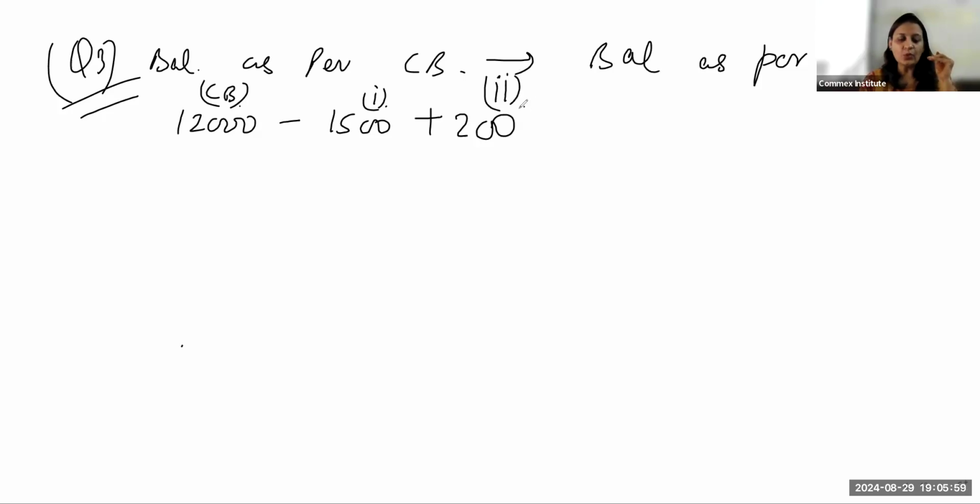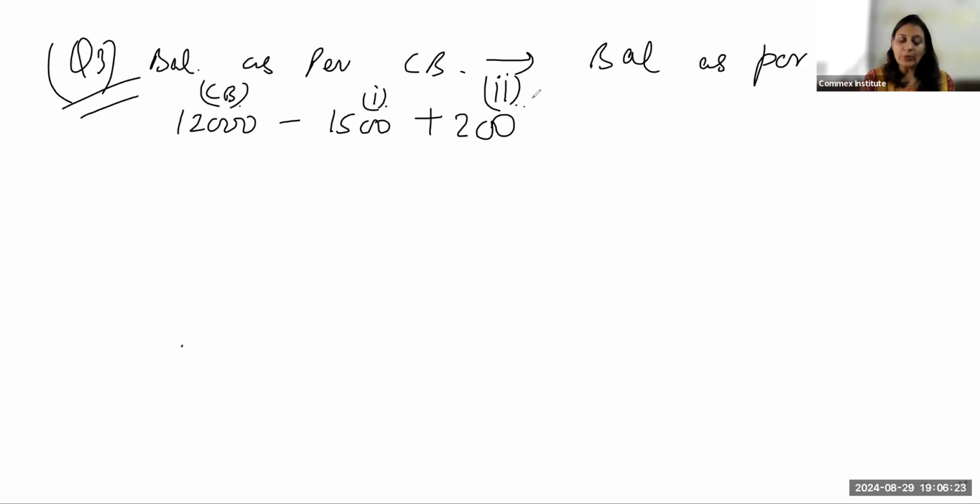Getting it? Again, I'm telling you. Receipt column has been undercast. Undercast means under totaled. So if the receipt side is under total, that means overall balance will go down by 200 by mistake. Has the bankers made the same mistake? No. So banker's balance must be higher only. So we are adding 200 because we have to reach the banker's balance.